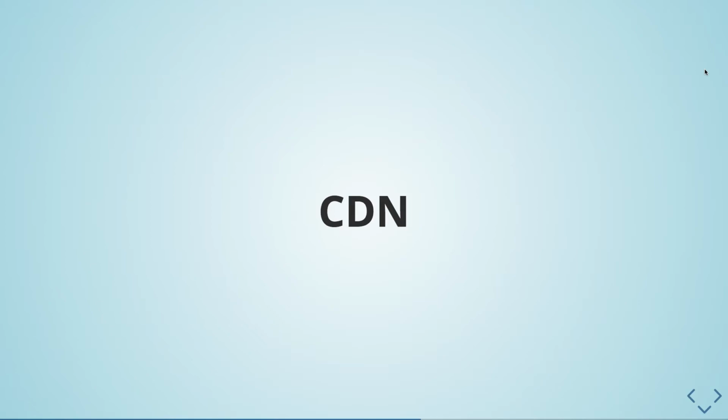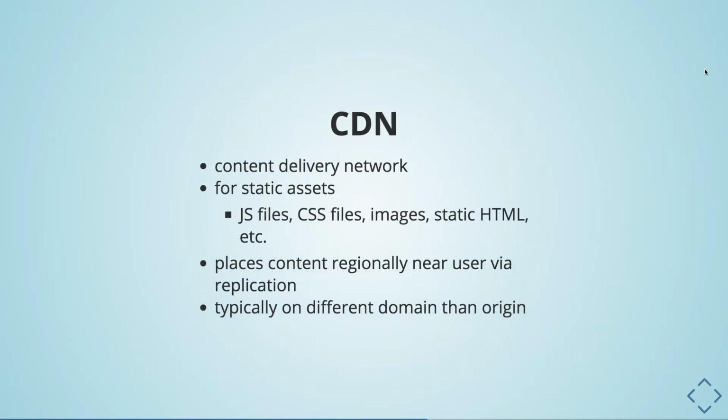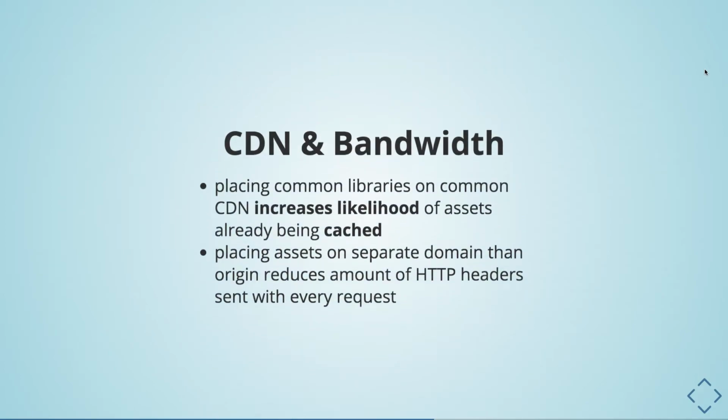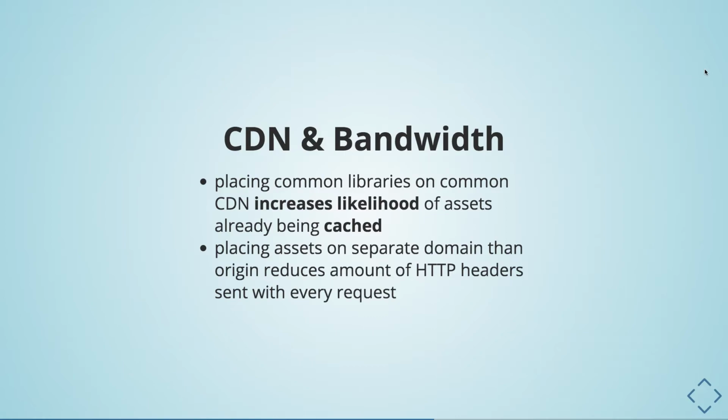Let's talk about a CDN. So CDN is a content delivery network. It's kind of where you put static files. CDNs are typically replicated throughout the world so that people can access something close to where they're at. And they're typically on a different domain than the origin. So you go to like lds.org, and you might be pulling down content from edge.ldscdn.org, for instance.